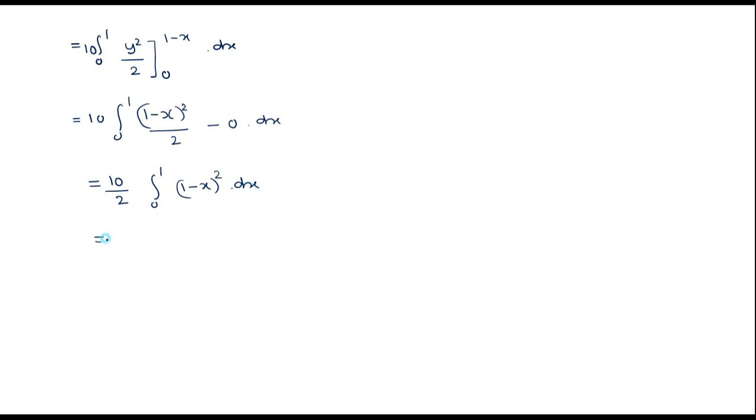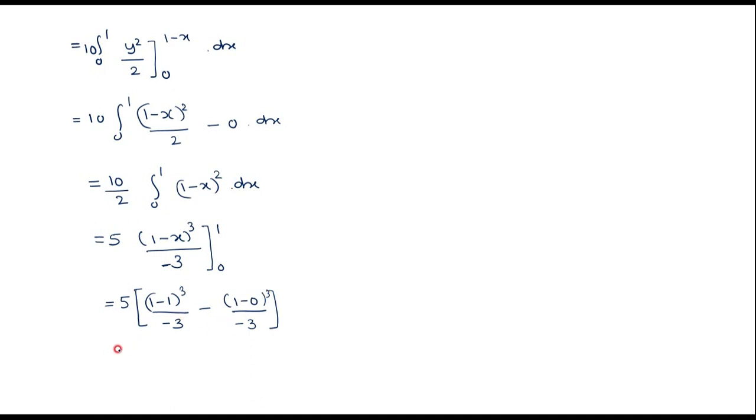So the integration of (1 minus x) the whole square is, with 10 by 2 being 5, (1 minus x) raised to 3 divided by 3. The coefficient of x here is minus 1, so take a minus sign, from 0 to 1. Put the upper limit: it is (1 minus 1) raised to 3 divided by minus 3, minus of (1 minus 0) raised to 3 divided by minus 3.